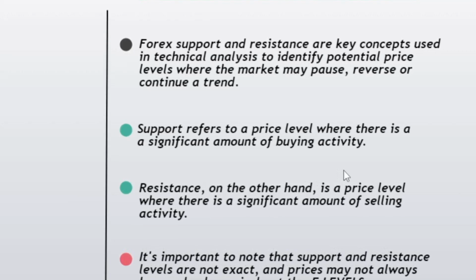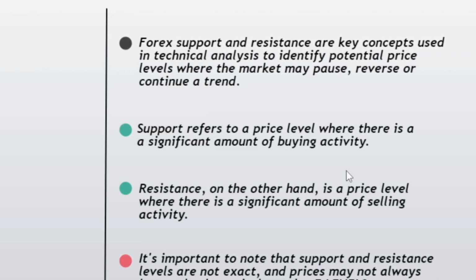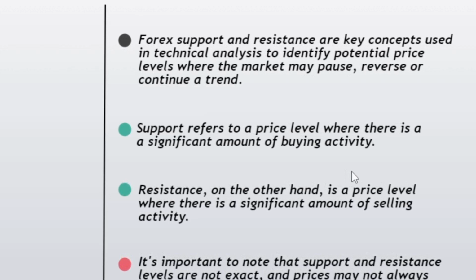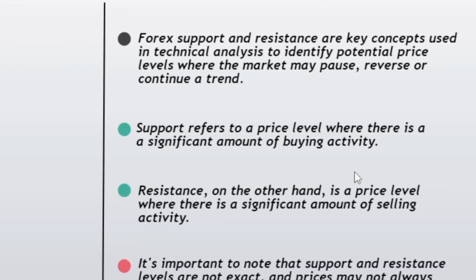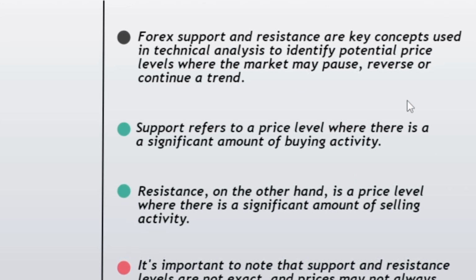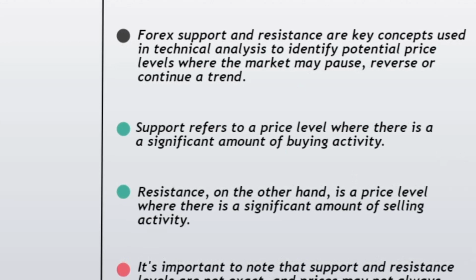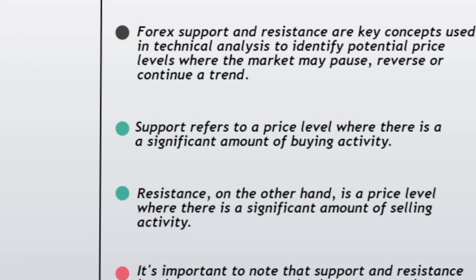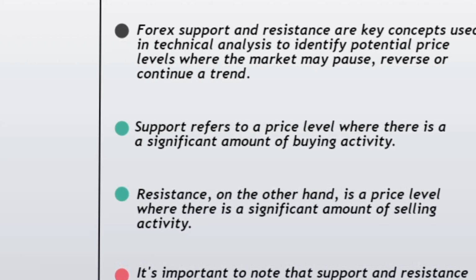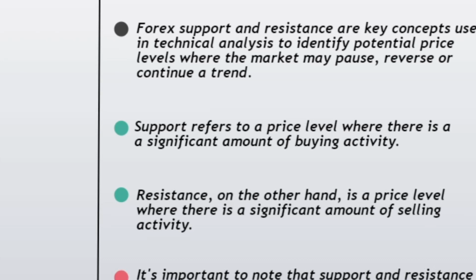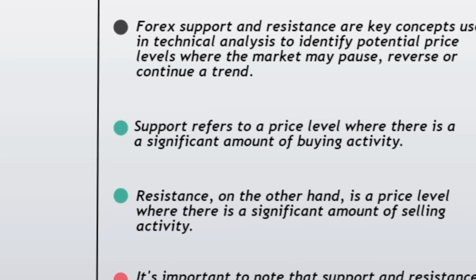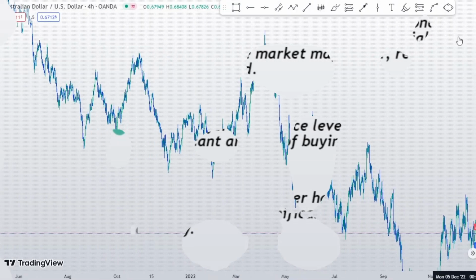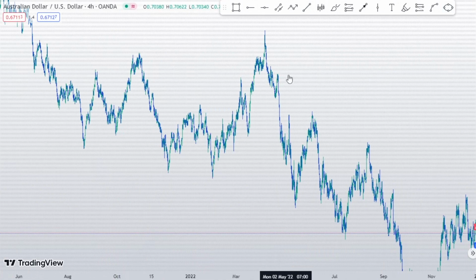It's important to know that support and resistance levels are not exact, and price may not always bounce precisely at those levels. That's the reality of the market, that you might find your support and resistance being violated as the market moves. So you need to take that into account, that the market will not always turn on those levels. That's very important for you to know. Now we're going to go to the real chart and I'm going to show you how.